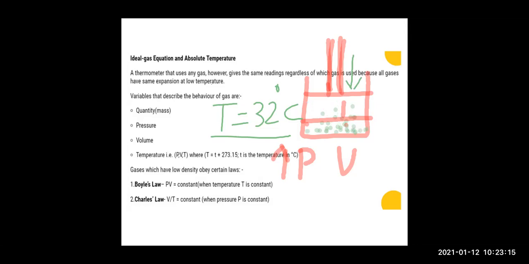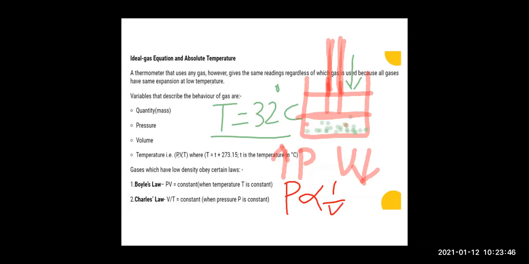So on increasing the pressure, the volume has become less. The volume has become less, right? Pressure increased, volume decreased. The same gas molecules have now come into a smaller volume. So you can see that the pressure and volume are inversely proportional to each other.